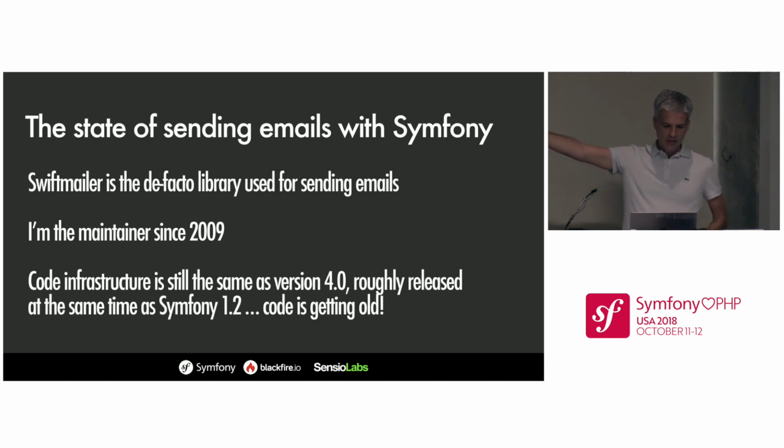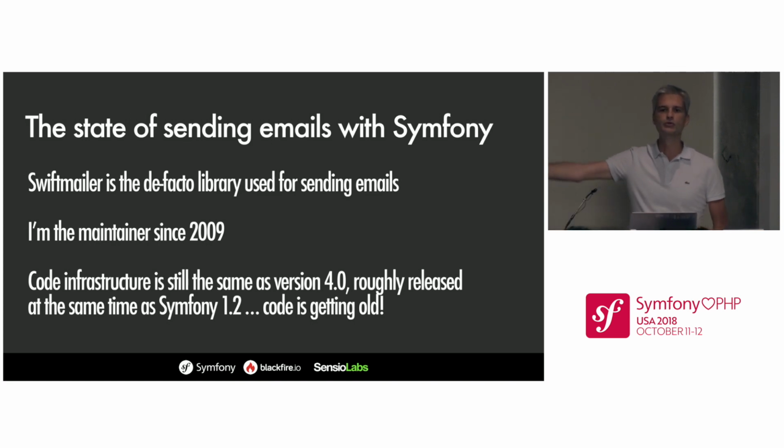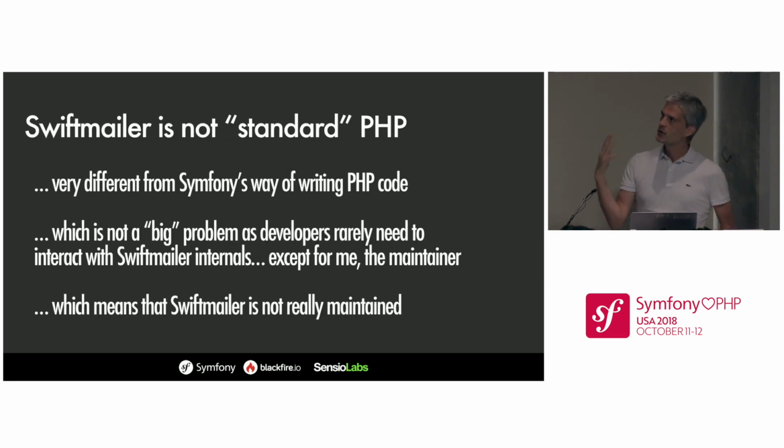And actually, SwiftMailer 4 was released at the same time as Symfony 1.2. Right? Nobody wants to work with Symfony 1.2 anymore, right? But we are using SwiftMailer 6, which is exactly the same as the code back then. So the code is getting old, which means that SwiftMailer is not your average PHP code. It's very far from the best practices that we are using in Symfony, of course, or any modern PHP code, I would say.